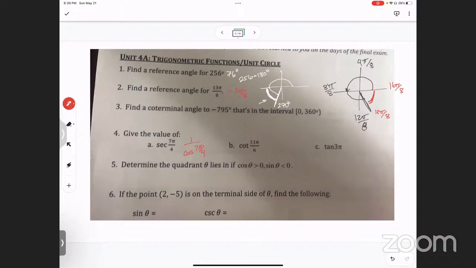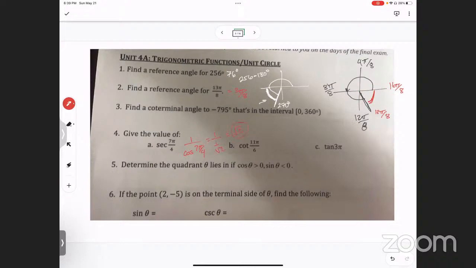Is it negative or positive cosine? What quadrant is 7 pi over 4 in? Again, I just think of adding. Here's 1, 2, 3, 4, 5, 6, 7. It's in the fourth quadrant. So the cosine is positive. So this is 1 over root 2, so it's just root 2.